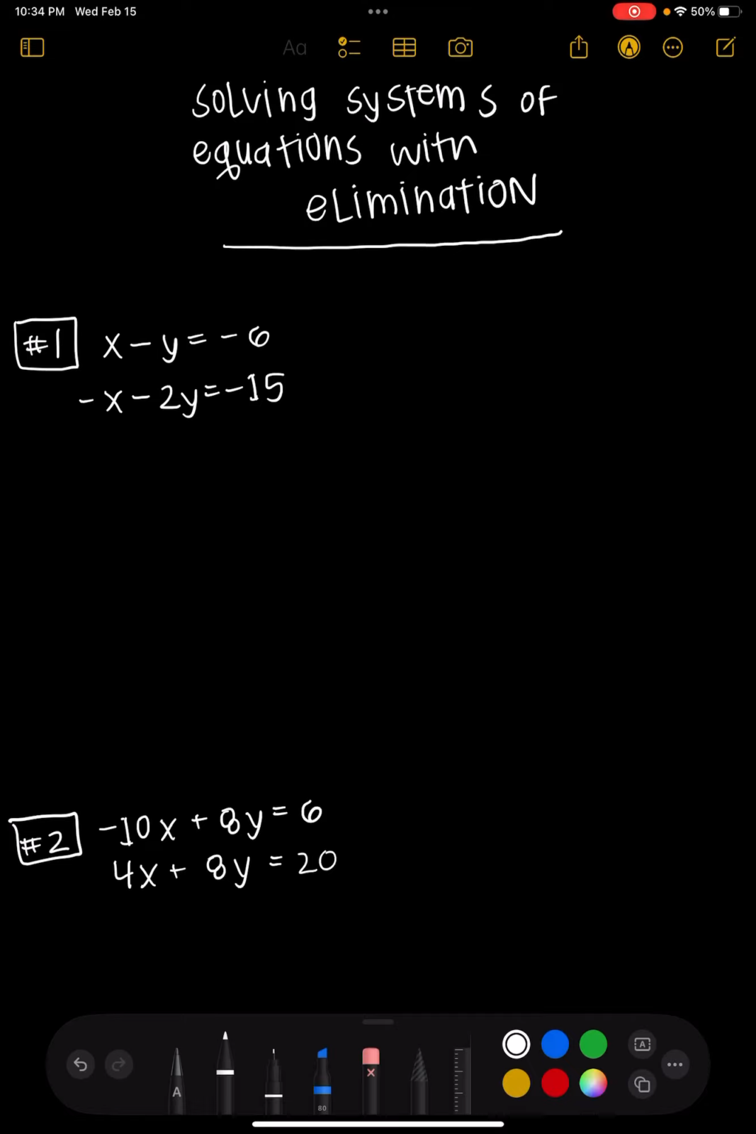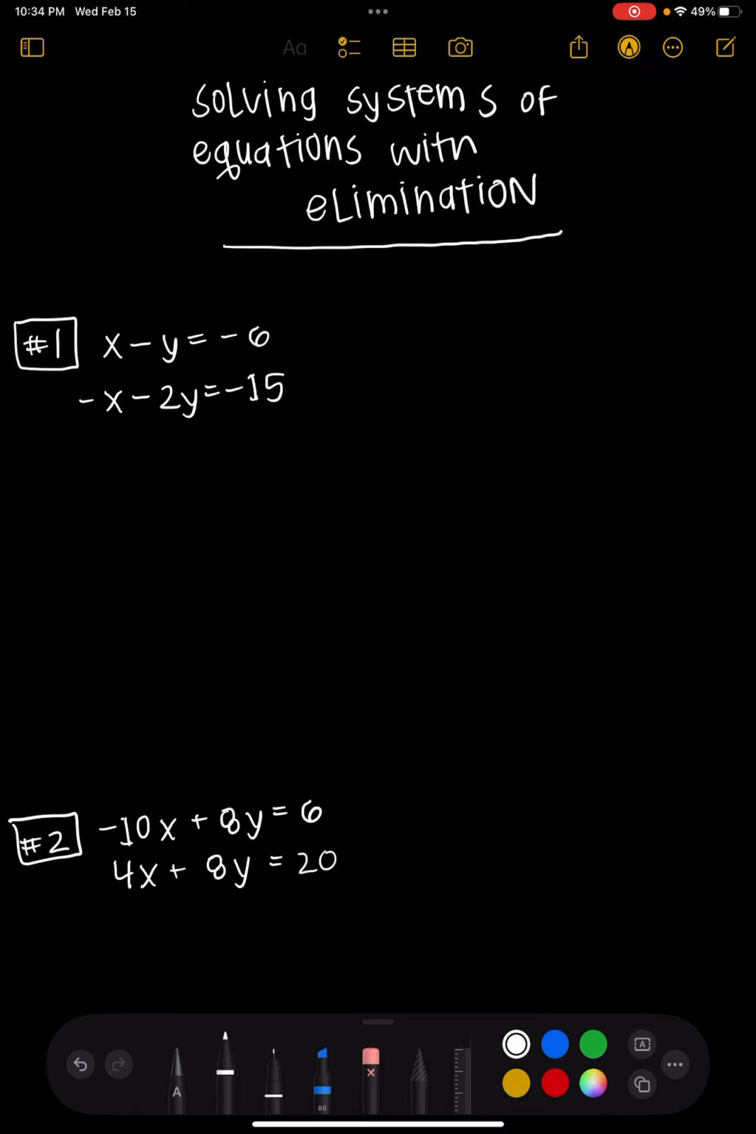Hi everyone, so now we're going to learn how to solve systems of equations with elimination. We've already learned how to do it with a table and then with graphing and with substitution. This is the last way we can solve systems of equations, elimination. And it's easiest to use elimination when you have your x's and y's all lined up.